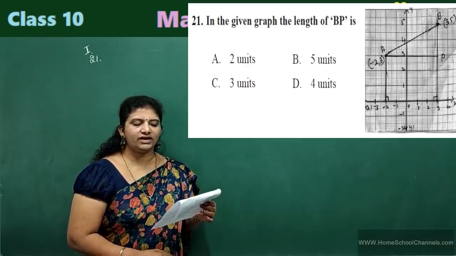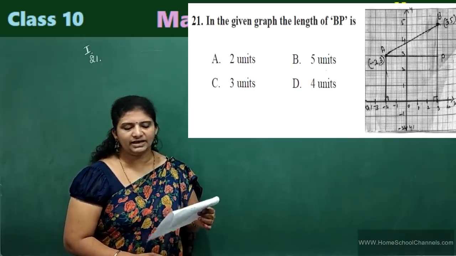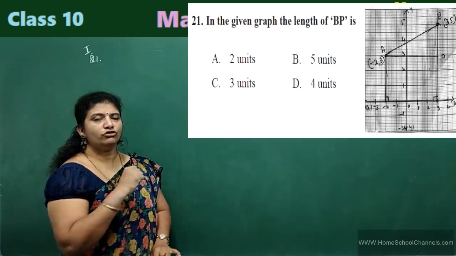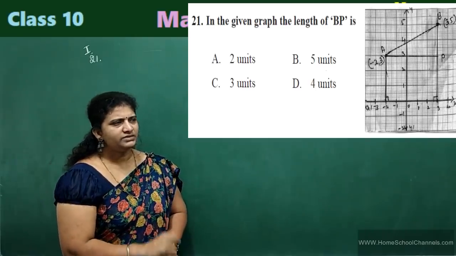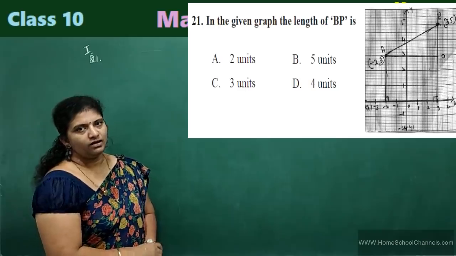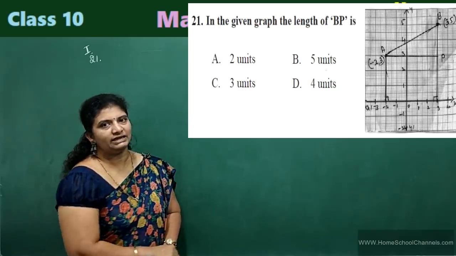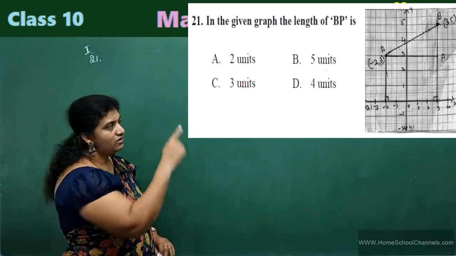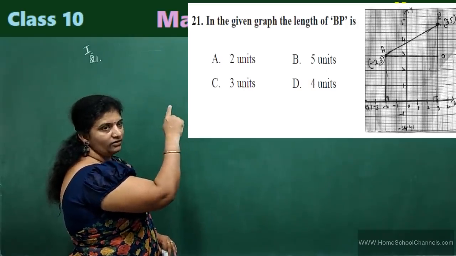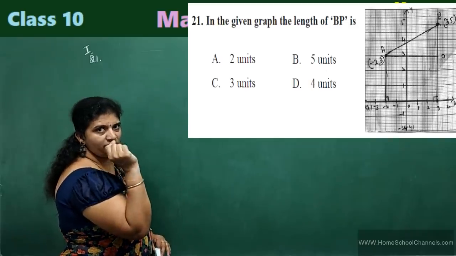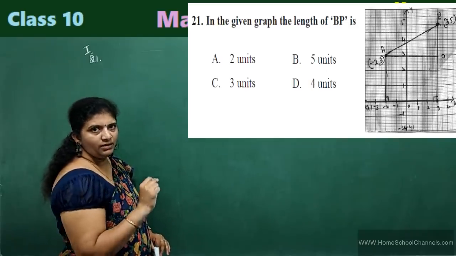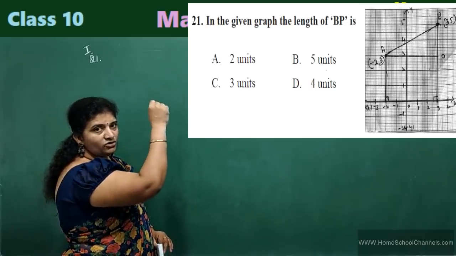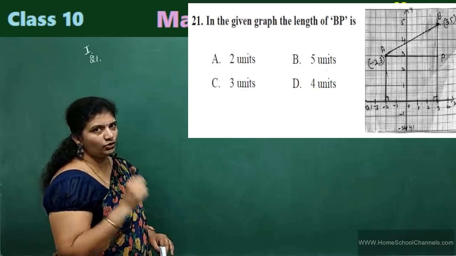21st one. In the given graph, the length of BP is. Observe the figure carefully. Length of BP. Don't go for applying any formula. Just observe the graph carefully. BP, you need to find the length. See, on y-axis, where is B coordinate? On y-axis it is 5. Okay. And observe P. P coordinate on y-axis it is 3. Subtract those, 5 minus 3 will be 2 units.